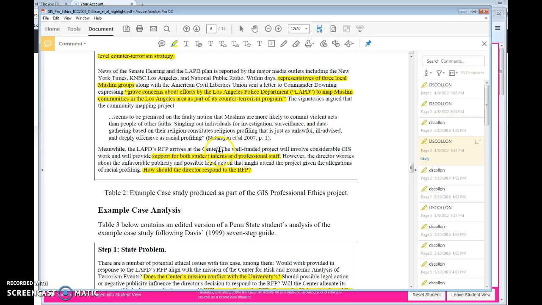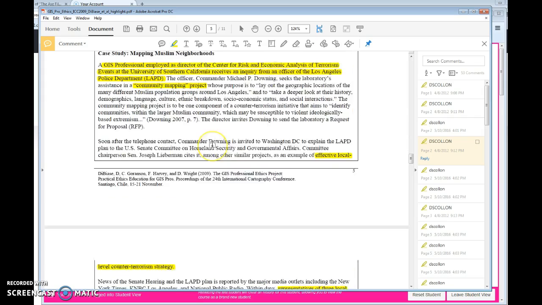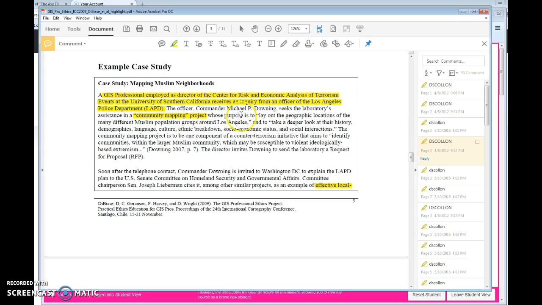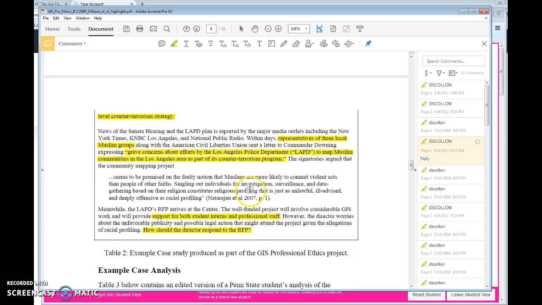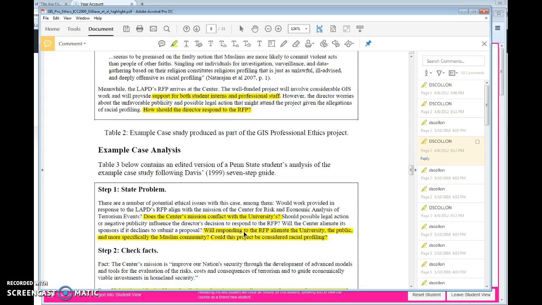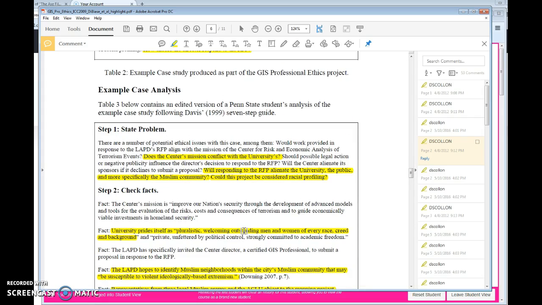So now the center at USC is faced with this dilemma. Should they undertake this or not? The project will actually support both student interns and professional staff. It will give funding. And the question is, how should the director of the center, again, the Center for Risk and Economic Analysis of Terrorism Events at the University of Southern California, respond to this request for proposal? Should they work with LAPD to execute this project or not? This is the ethical case study.